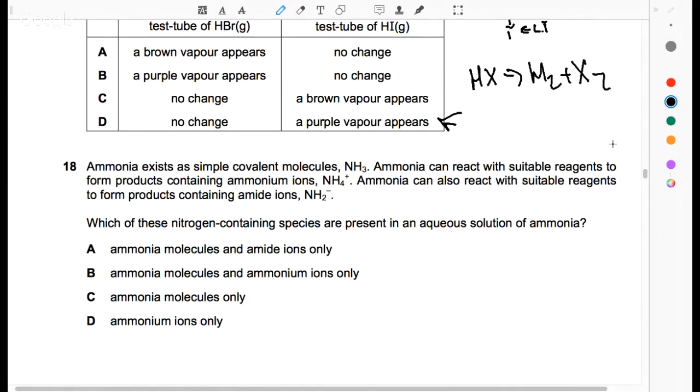Okay. Ammonia is a weak base, right? That means that there are ammonia molecules and ammonium ions.